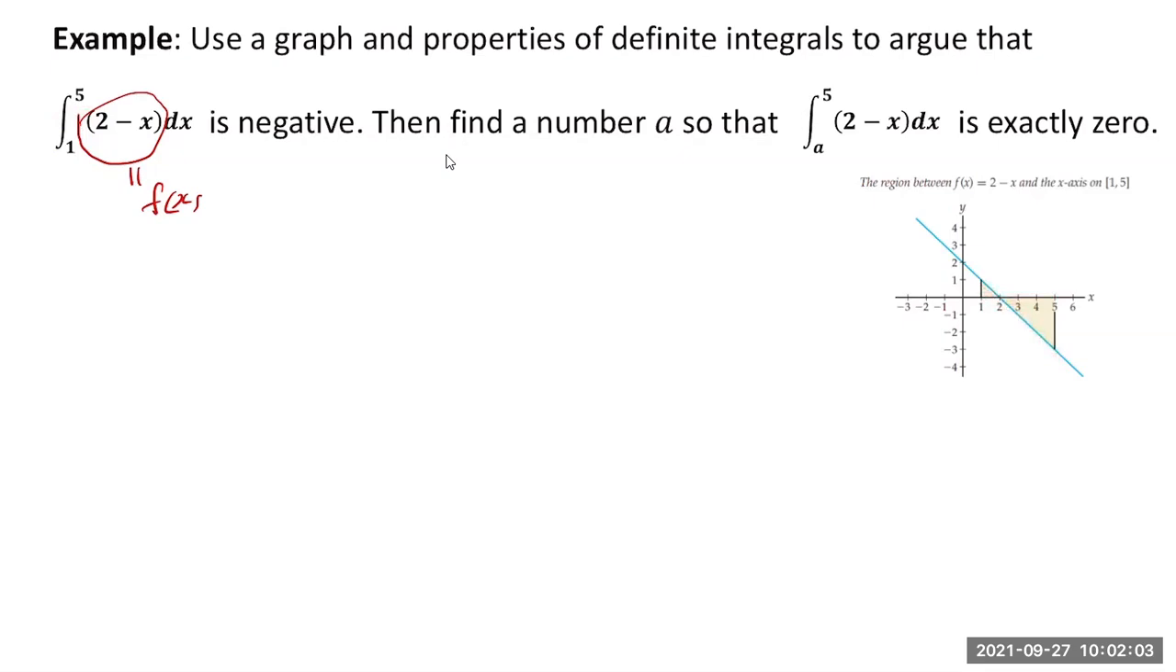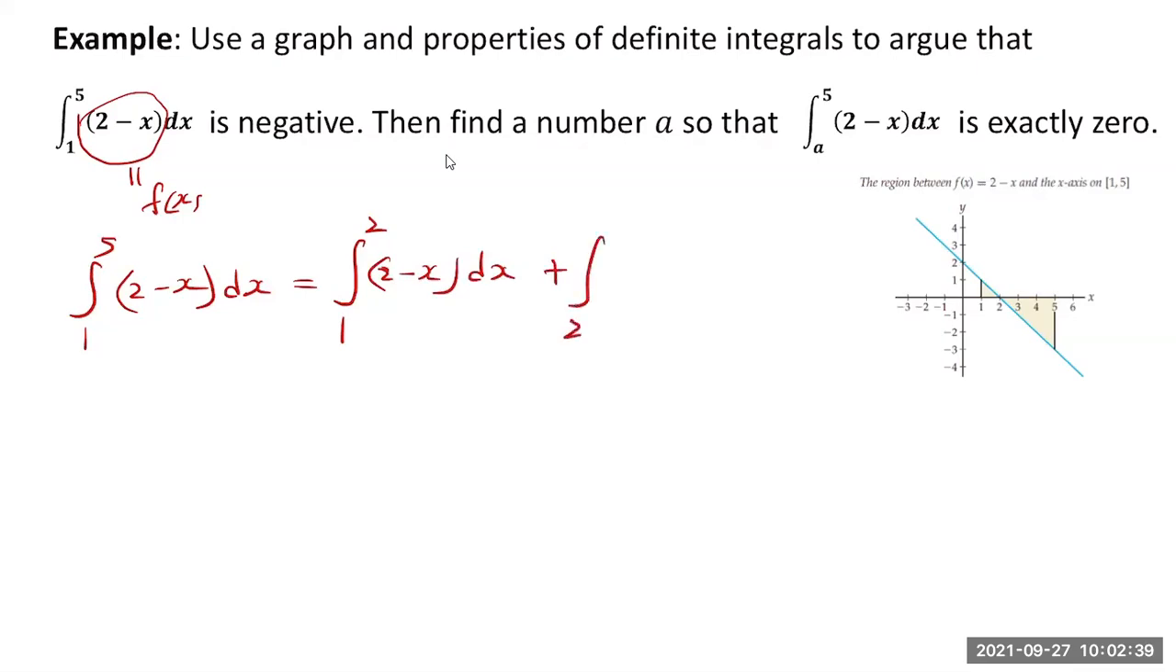Now, notice that from a previous theorem that we discussed today, we know that the definite integral of 2 minus x from 1 to 5 is the same as I can take the definite integral from 1 to 2 and then from 2 to 5. This is equal to the definite integral from 1 to 2, 2 minus x dx, plus the definite integral from 2 to 5, 2 minus x dx.